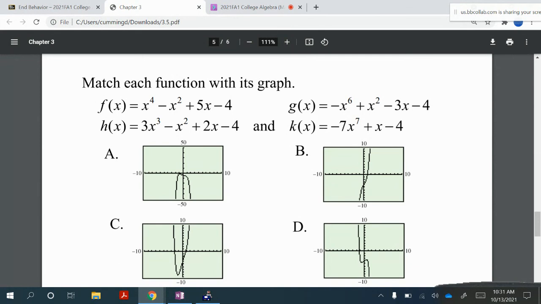And then lastly, we have the k of x graph. By default, it's going to be D. But if we take a look at the dominating term, we notice that it's a 7th degree term, which is odd. Its leading coefficient is negative, right? So it's going to take on that reverse S shape. It should rise to the left and fall to the right. All right, so that is the end behavior of graphs.